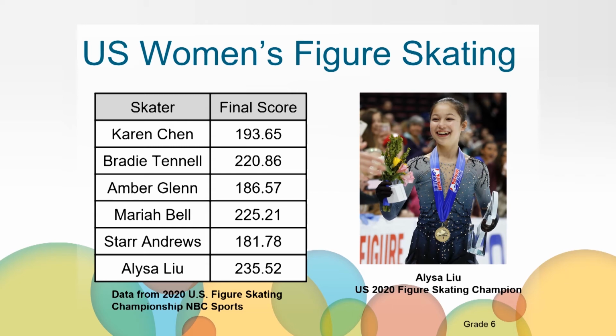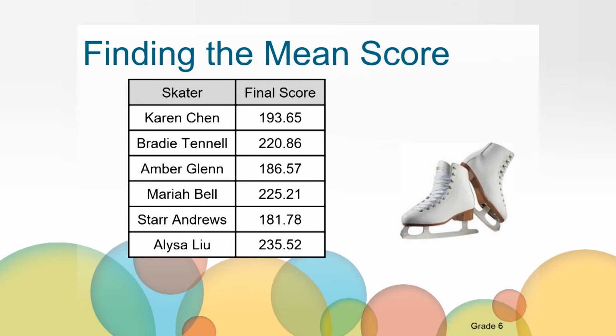Finding the mean will help us to get a clear picture of the data. It will show us the arithmetic average. For this example, we are going to find the mean. Well, why couldn't we use the mode as a measure of center? Well, in this data set, there is not a data point that occurs more than once. This data doesn't have a mode.